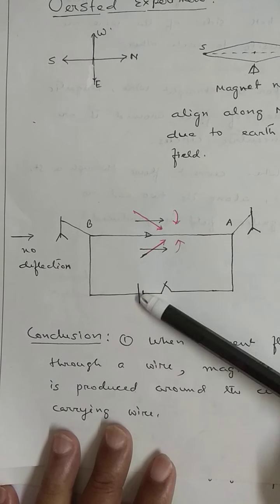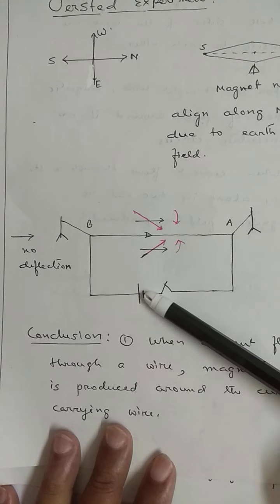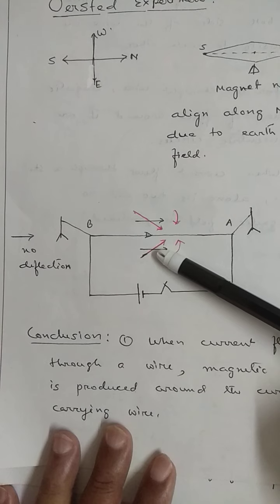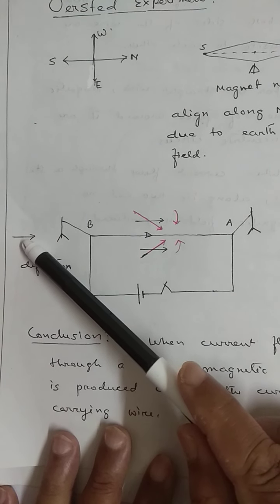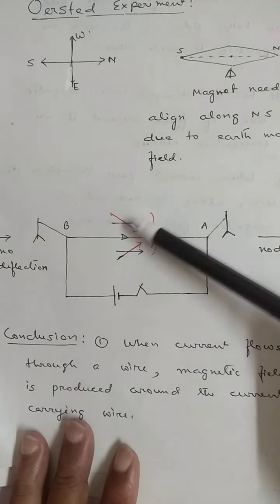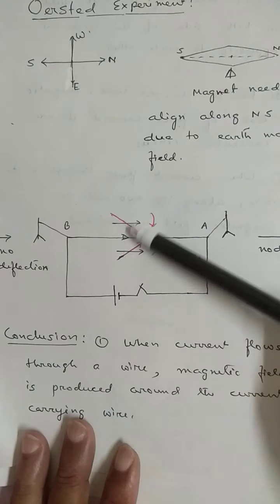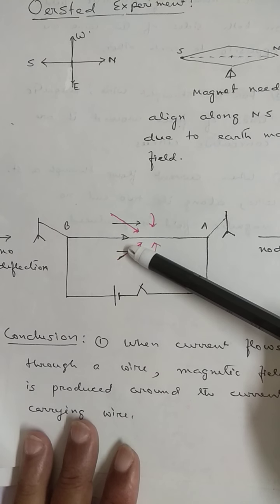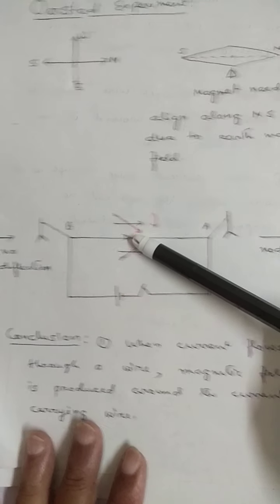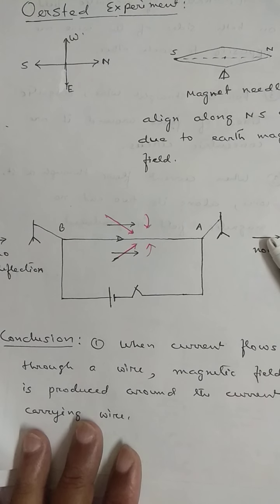Now if we change the direction of current, that means if I change the polarity of this battery, again I observe the deflection of this needle and this needle. But no deflection is observed on this needle and this needle. This means that a magnetic field is produced above and below the current carrying wire, but no magnetic field is produced along the axis of the current carrying wire.